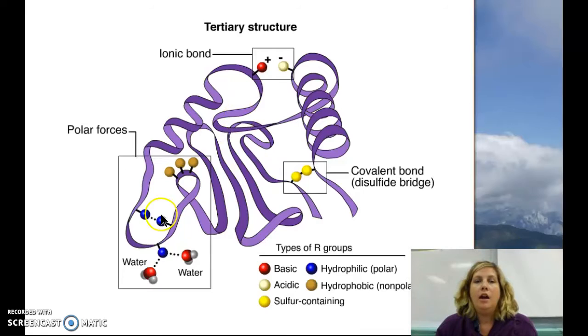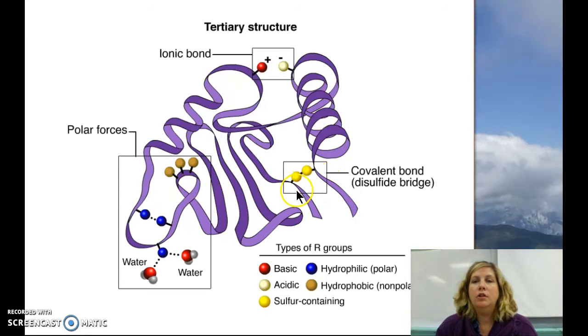attraction. Also, you can have polar forces, so you can have regions that want to come together and are hydrophilic, and you can have hydrophobic areas that want to stay away from water. So this area would find itself at the inside of a polypeptide. It would want to be away from water as much as possible, whereas these blue regions would want to be closer to water and would be found on the outside of the polypeptide.